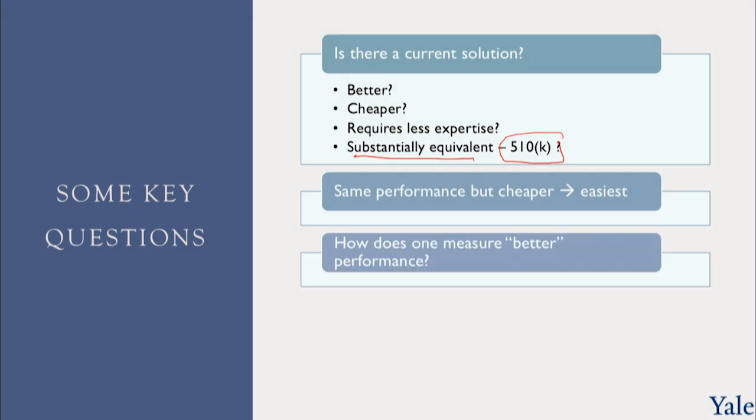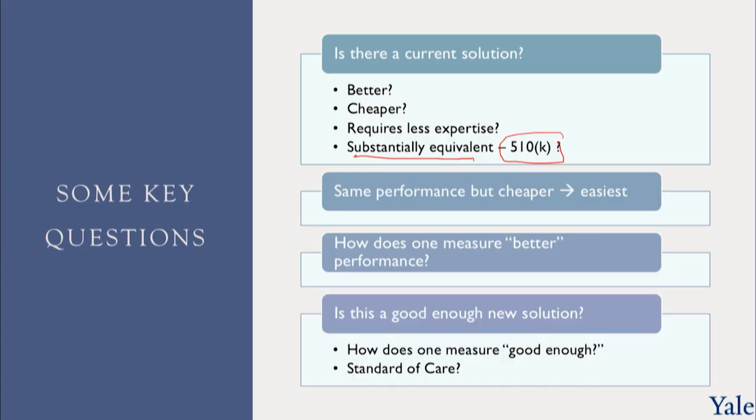How does one measure better performance is a critical question. This is where we get into this hypothesis testing that we discussed in the previous week's lectures in mathematics. And if we have a new solution, is this a good enough new solution? And how does one measure good enough? And often this involves a comparison to the current standard of care.